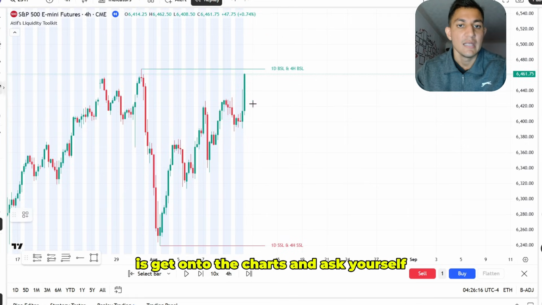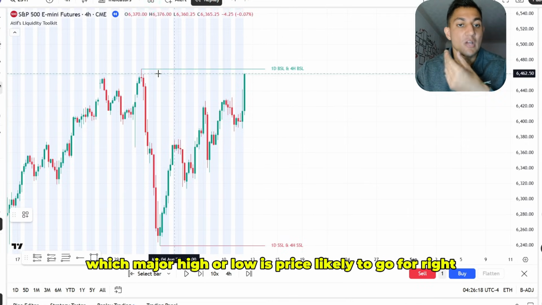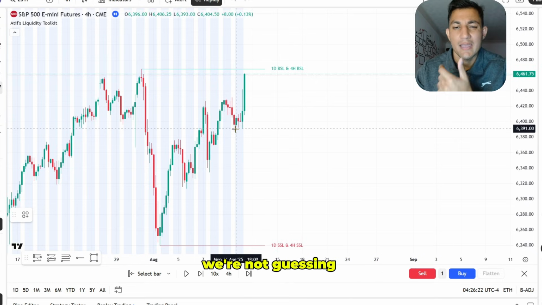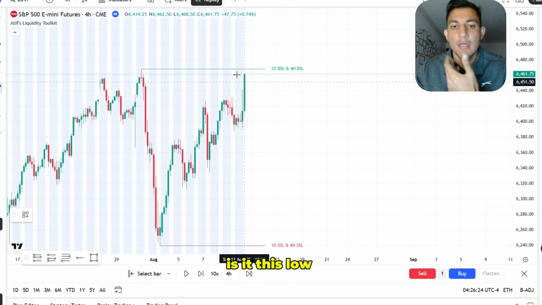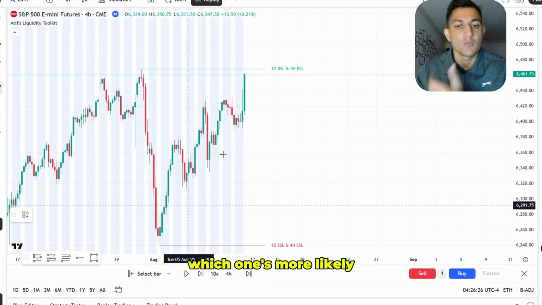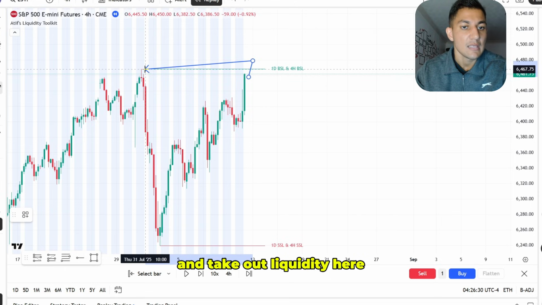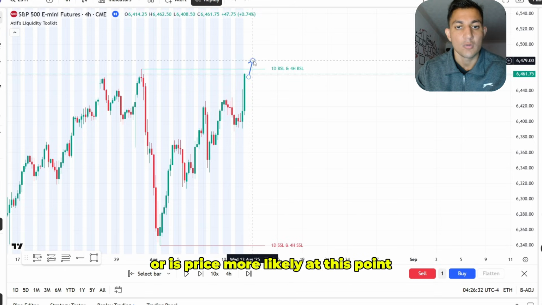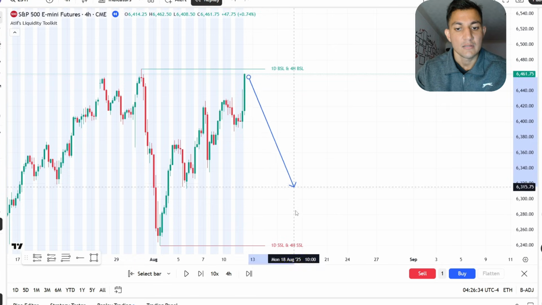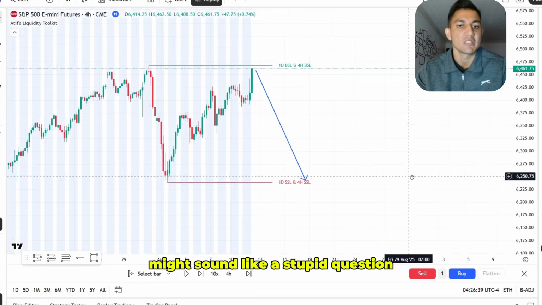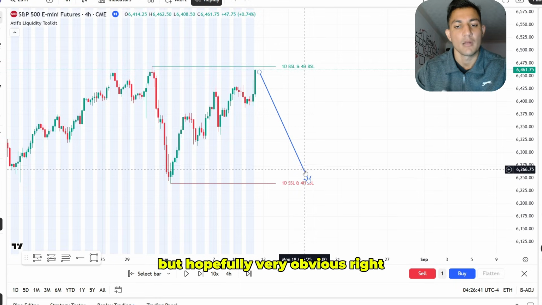So all you're going to do is get onto the charts and ask yourself which major high or low is price likely to go for, right? We're not guessing, hey, is it this low? Is it this low? This high or this low? Which one's more likely? Is price more likely to just continue upwards and take out liquidity here? Or is price more likely at this point all the way up here to come all the way down and take out this low? Might sound like a stupid question, but hopefully very obvious, what price wants to do.